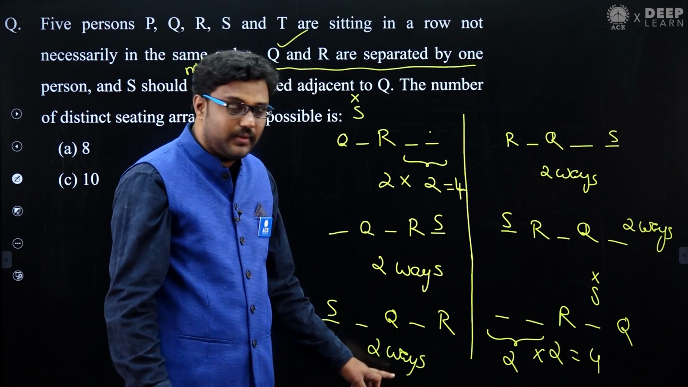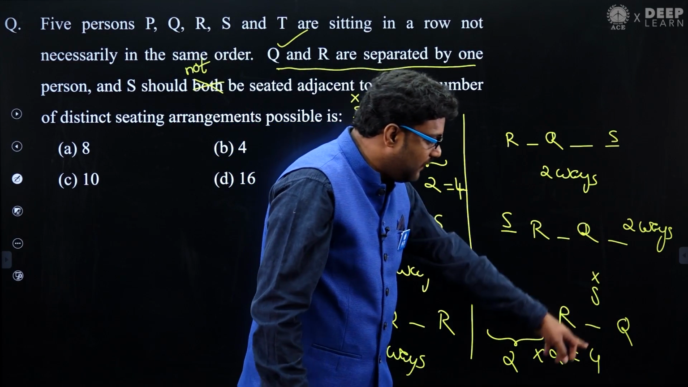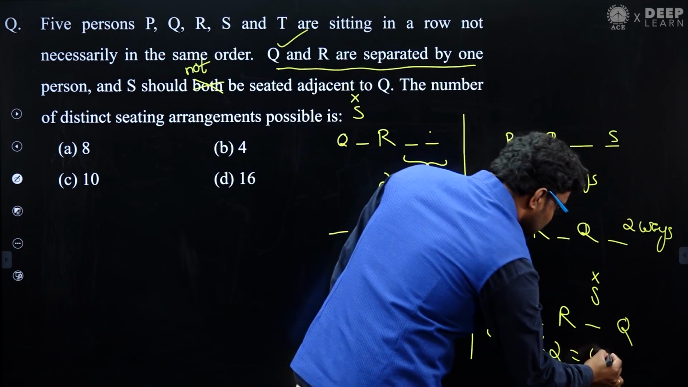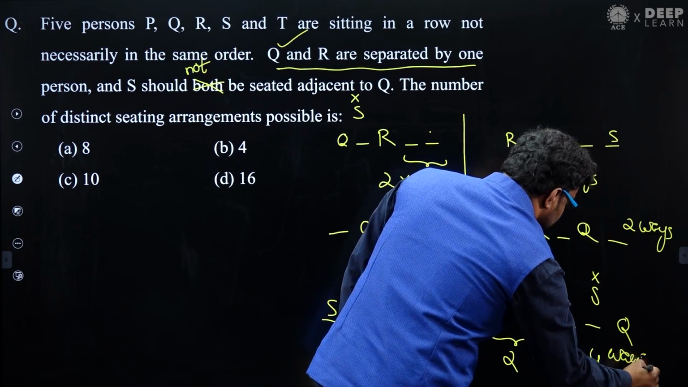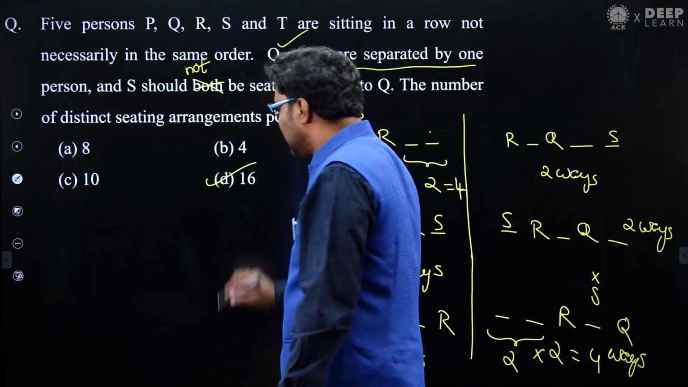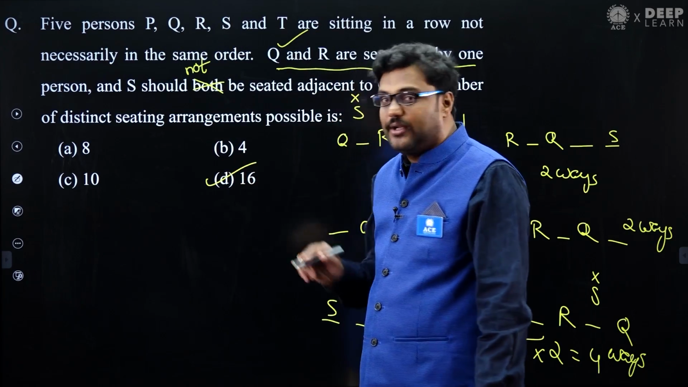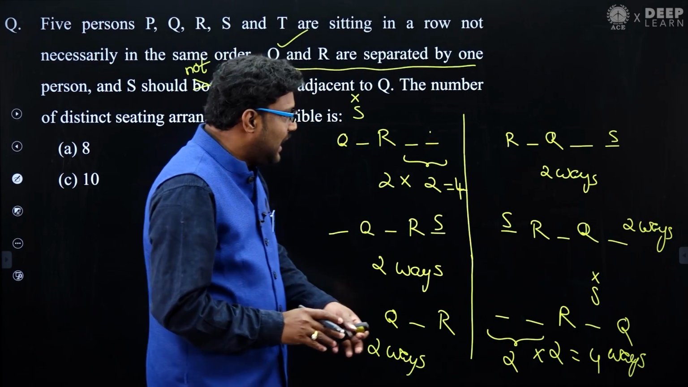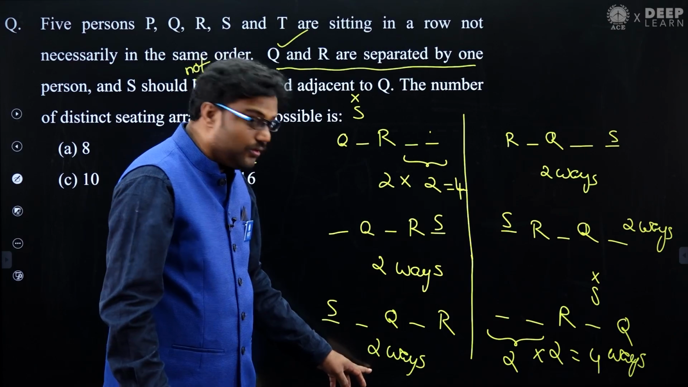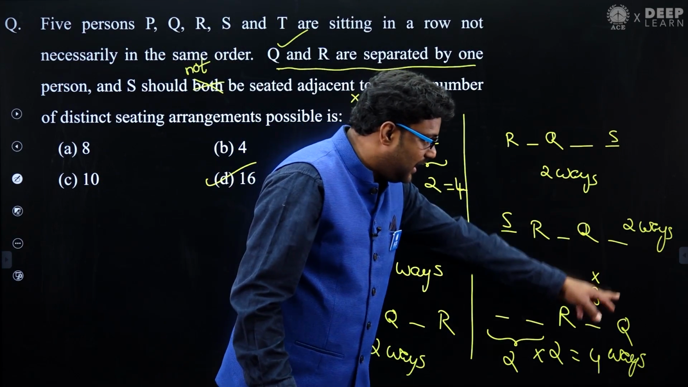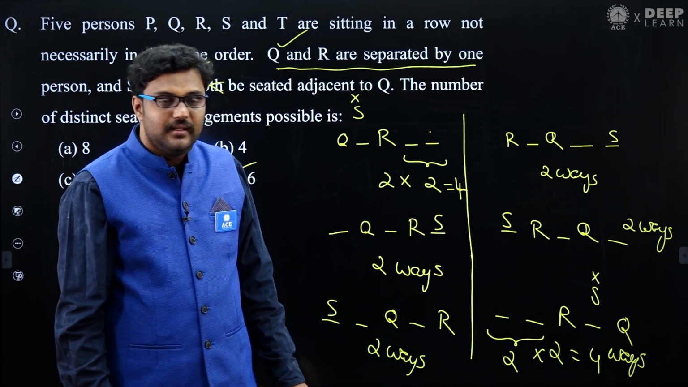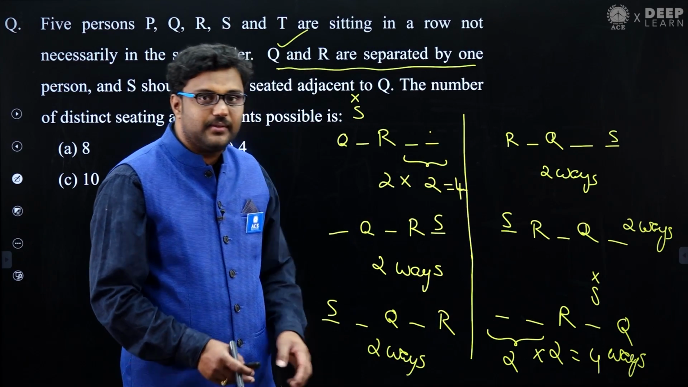4 plus 2 plus 2, 8, 10, along with this 6. So we got 16 ways. 16 is the correct answer, my dear friends. Totally we had to get 16 different arrangements. Total number of ways is 16 we have to get.